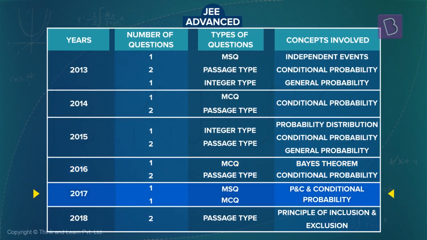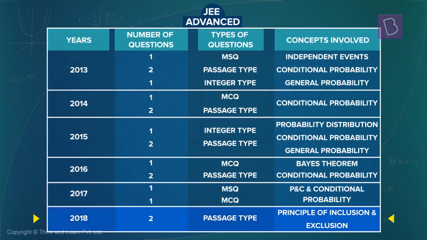2017 saw a small decrease in the number of questions. We just had 2 questions. One was a single correct answer type of question and one was a multiple correct answer type of question. These questions came from, again, conditional probability and PNC based probability. So again, you see conditional probability is an important concept.